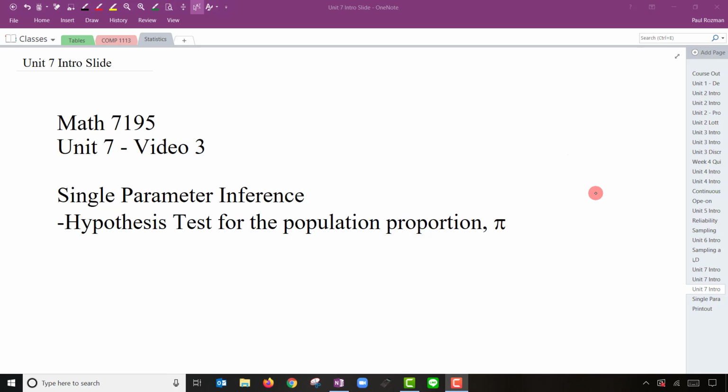Today we're going to be doing hypothesis tests for the single population proportion. It will be similar to what we had done with confidence intervals, but maybe with a bit more formality. So let's dive right in.